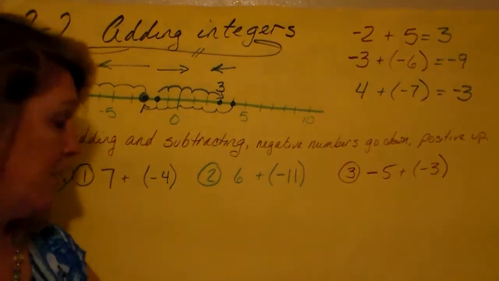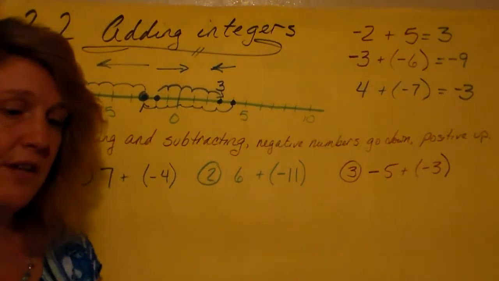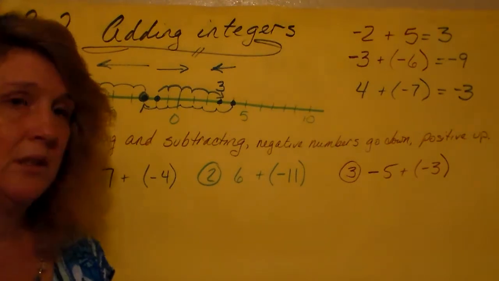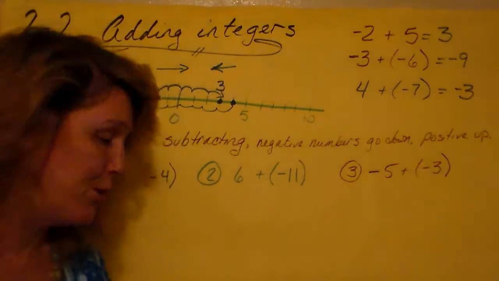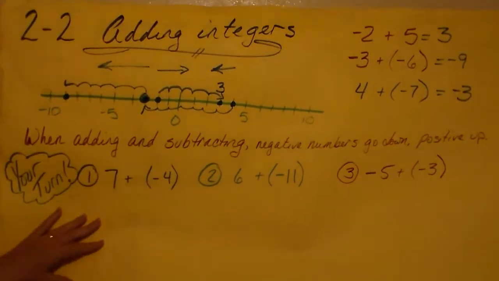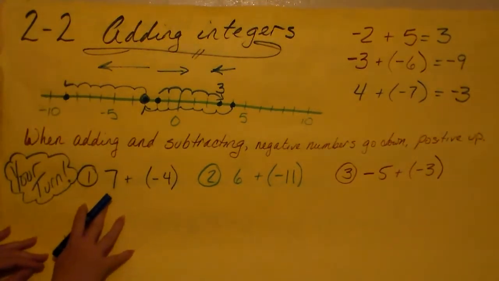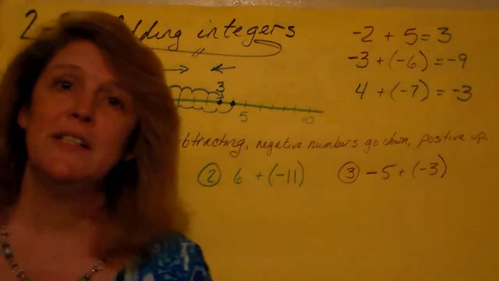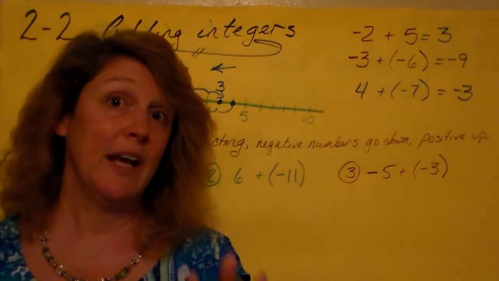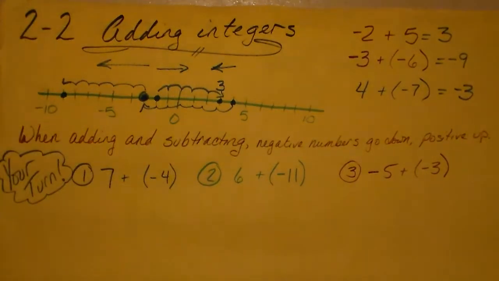I'd like you to start with using the number line, and then I will wean you off of it rather quickly. So your turn. You've got 3 problems to do. Give them a shot, push pause, come back when you're done, and we'll cover them together, okay?